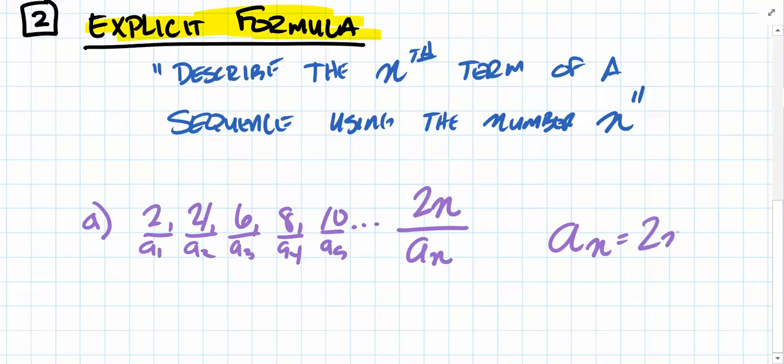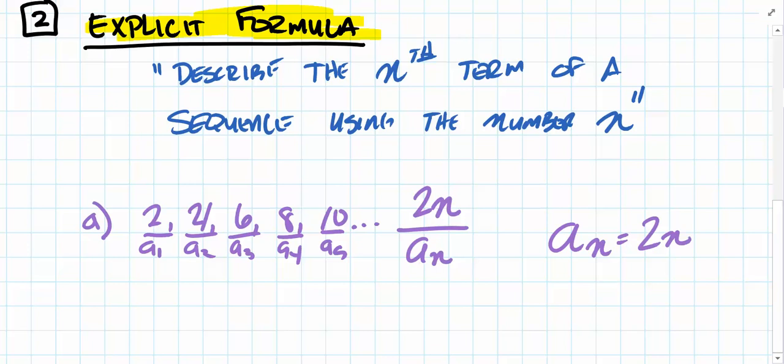So the beauty of the explicit formula is I could say, okay, what is the 50th term of the sequence? And you guys would tell me it would be what? 100, right? It'd be 100. What would be the 90th term of the sequence? 180. We're doubling it, right? Not cutting it in half, but it's the same thing, okay?